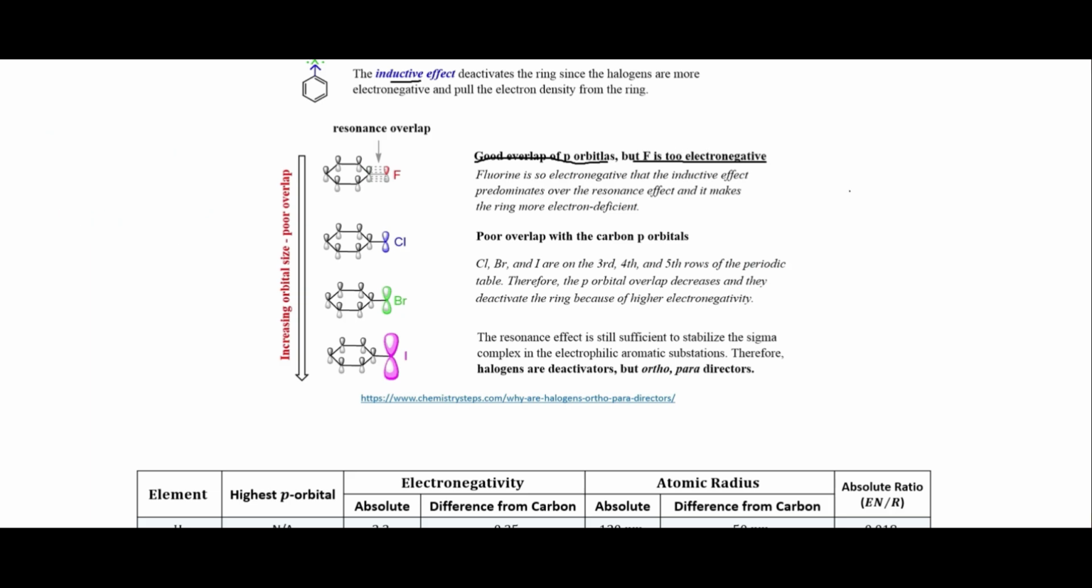With the chlorine, bromine, and iodine, we have poor overlap with the carbon p orbitals. And one of the biggest reasons for that is because now we are going into the 3p, 4p, and 5p orbitals here. So the chlorine, bromine, and iodine are on the 3rd, 4th, and 5th rows of the periodic table. Therefore, the p orbital overlap decreases, and they deactivate the ring because of their electronegativity.